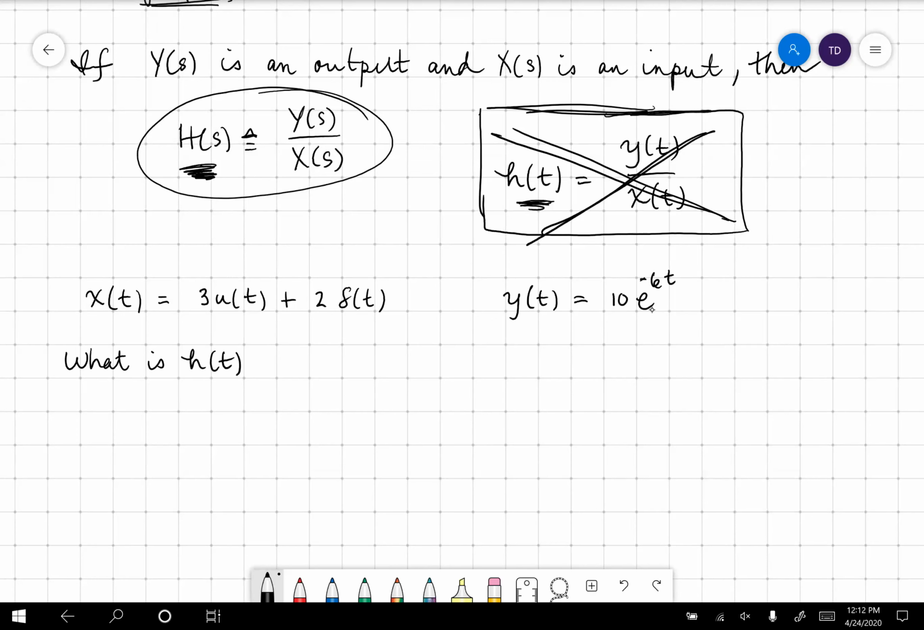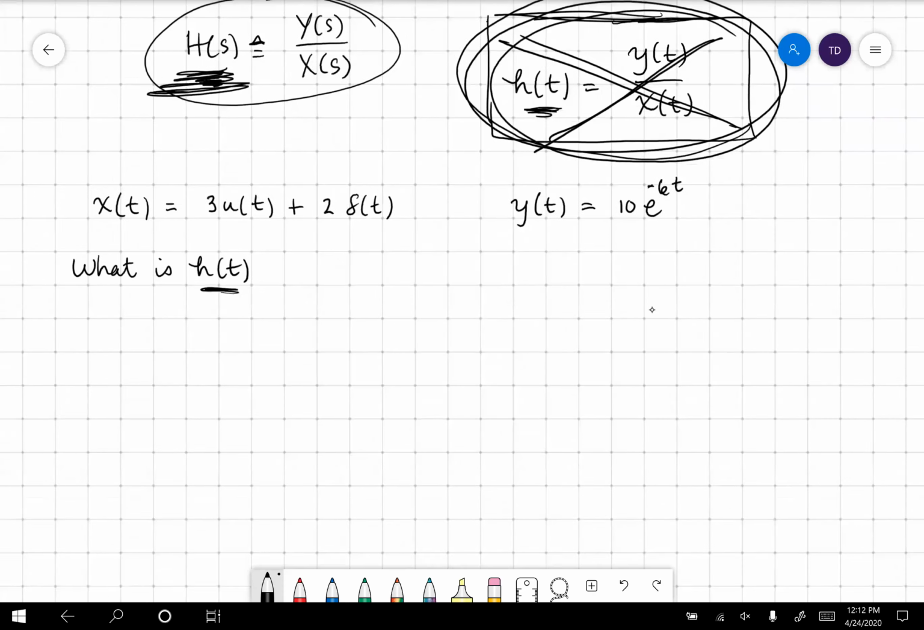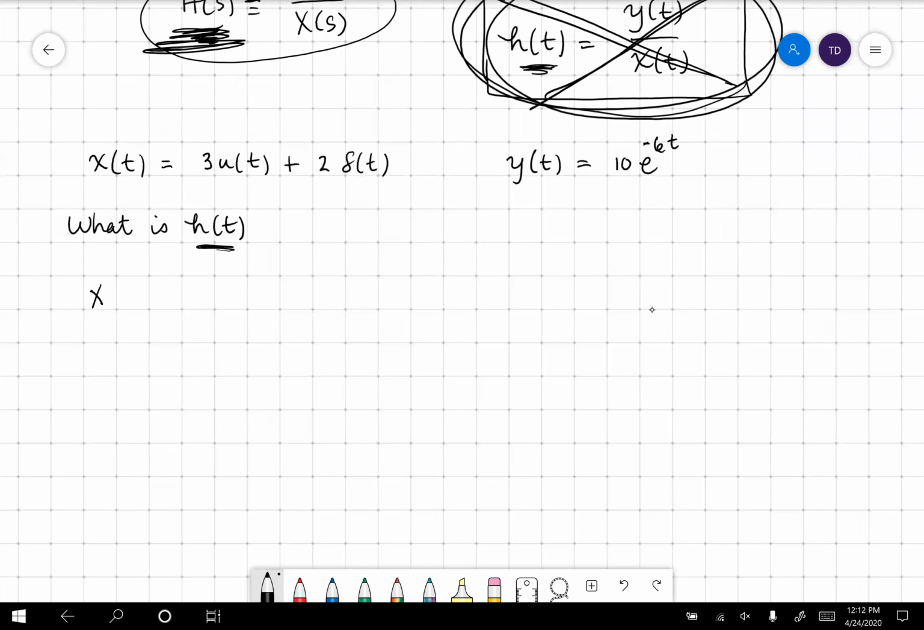What is h of t? We can't use that because that doesn't work. So here's what we have to do. In order to find h of t, we have to find h of s. Once we have h of s, we do an inverse Laplace transform, and we can find h of t. So let's calculate h of s by computing x of s.